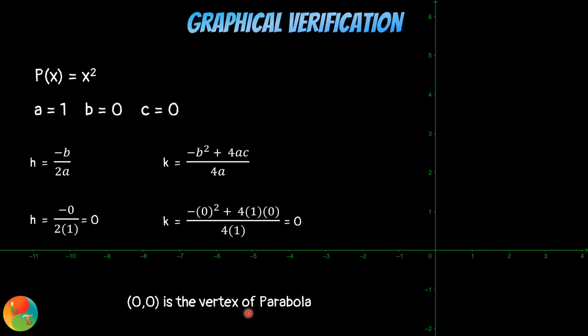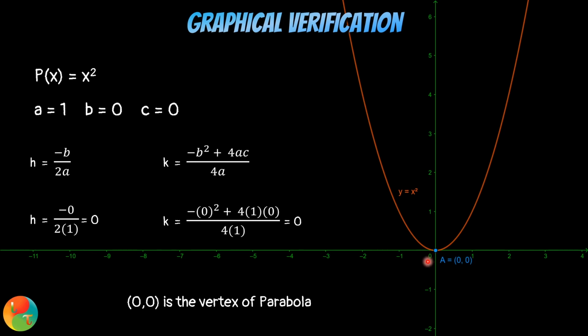Now let us draw the graph and see whether this is correct or not. So you can see that the parabola is intersecting the x-axis, or touches the x-axis, at 0 comma 0. That is the origin, and that is in this case the vertex of our given parabola. So with this example, we have graphically verified the values of h and k.